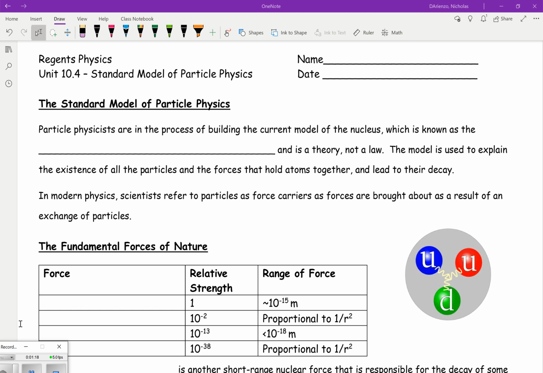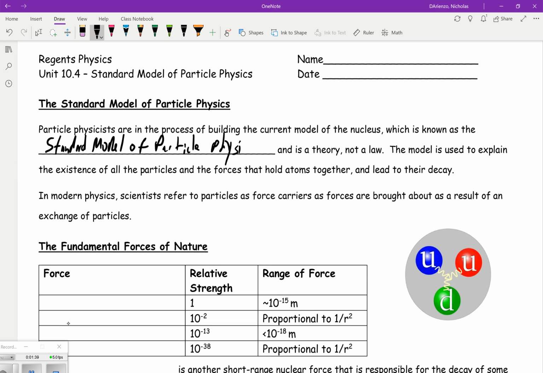So right now, particle physicists, like our friend Dr. Williams, are in the process of building the current model of the nucleus, which, since its theory continues to change over time, we know now as the standard model of particle physics.